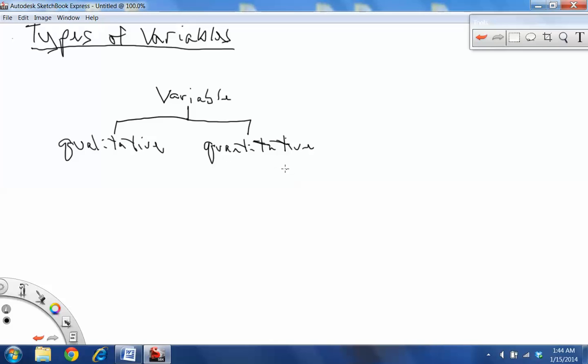Now let's go over to the quantitative data. Quantitative are things like time. It would be numeric in terms of how fast it takes you, say, to get to work in the morning, or how long does it take?